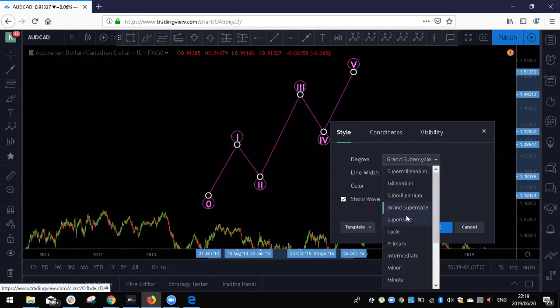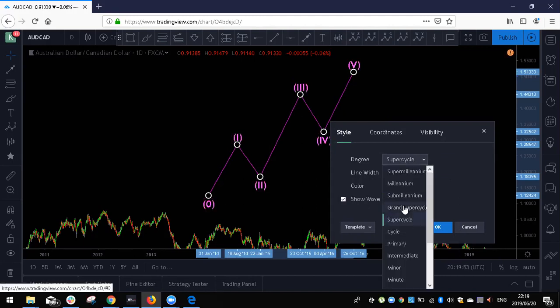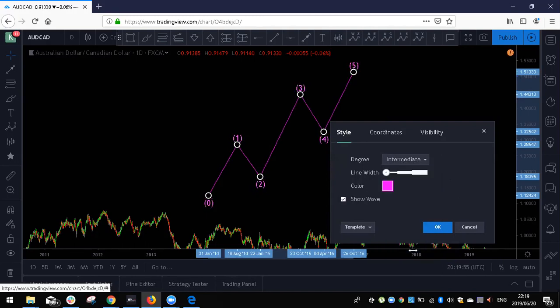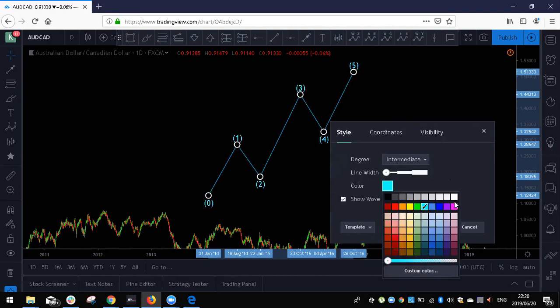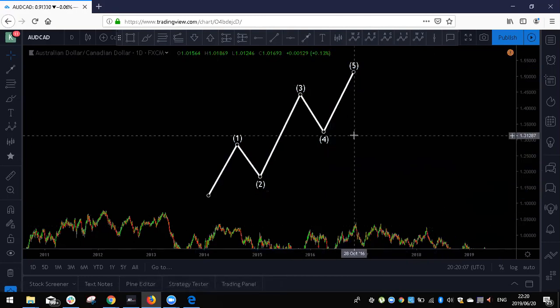So you just keep changing the formats. But for me, what I usually do, I just change colors. You keep one numbering and just change the colors. If I do remember to change the degree, I change it, but it's not really very important.